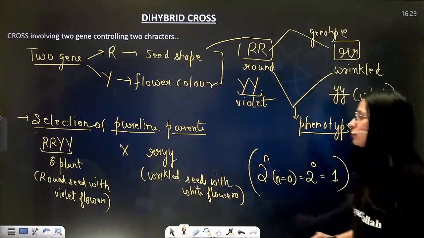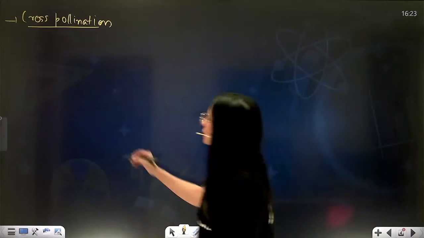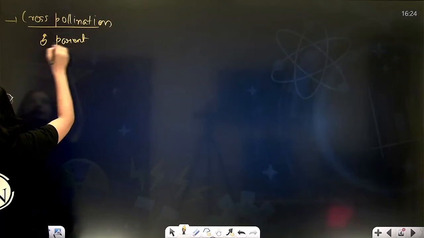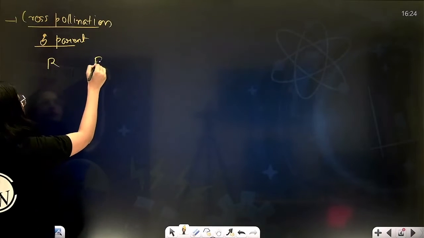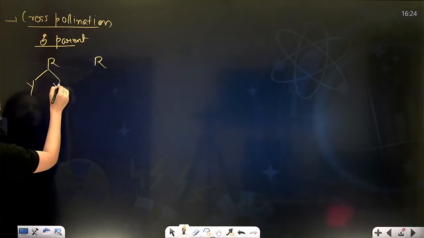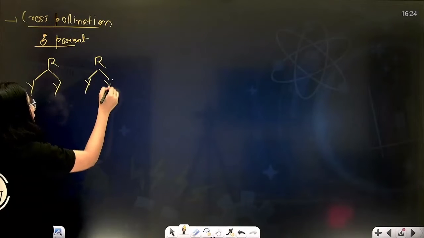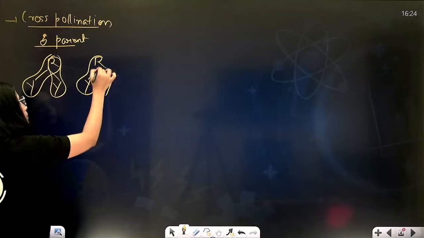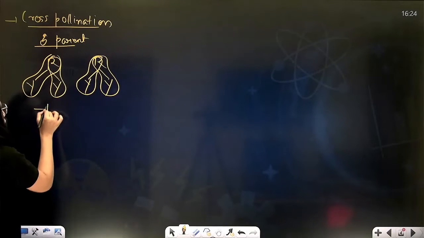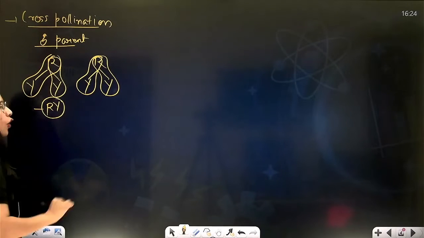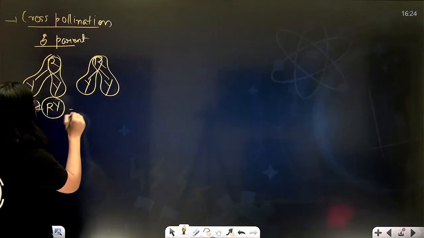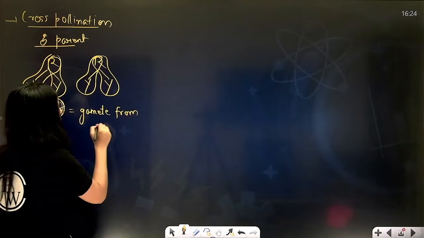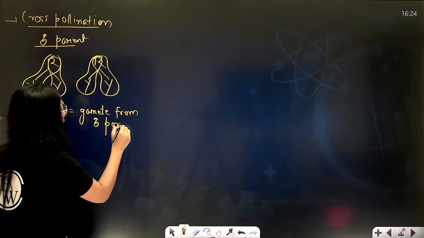Now let's check out the gametes from the male and female parent. For the male parent, if I want to prepare the gametes, what is the arrangement of genes? Yes or no? This is the arrangement of genes. So every time you are going to obtain only one type of gamete, which has dominant alleles for both the genes. So this is your gamete from the male parent.